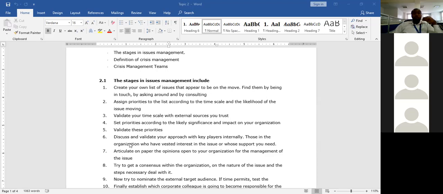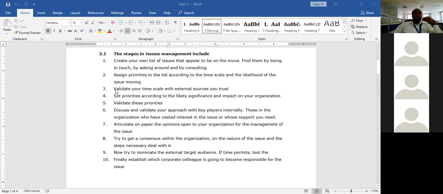Then from there, point number three, you validate. You're told to validate your time scale. Look at the time scale that you have given an issue. For example, you are saying, I'll deal with fire issues from this month to next month, or in the next 3 months. So you need to validate your time scale with external sources you trust.